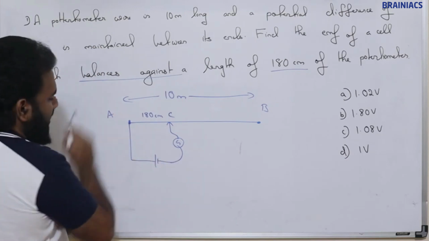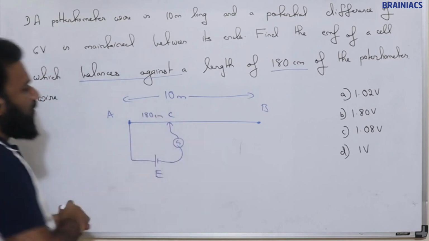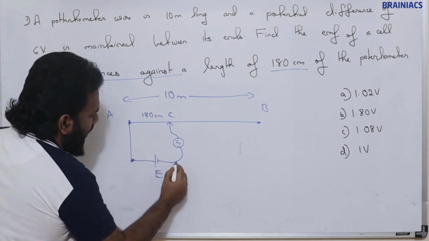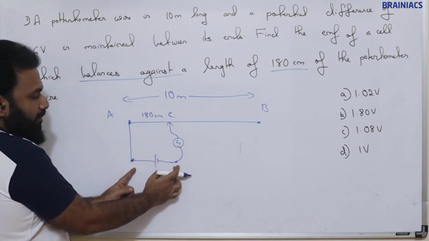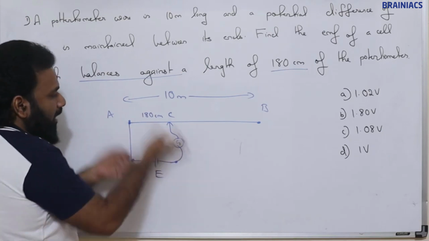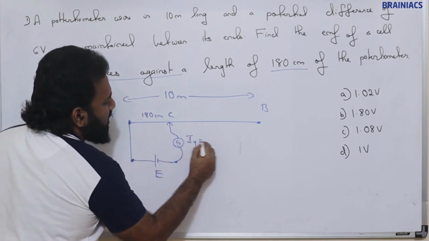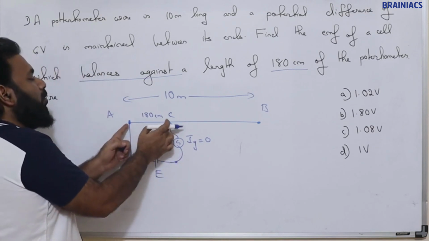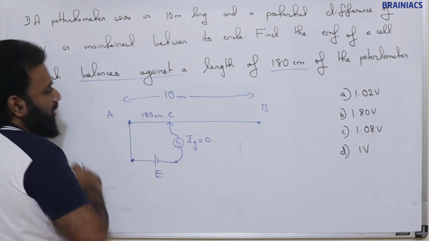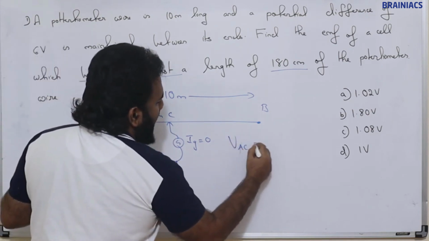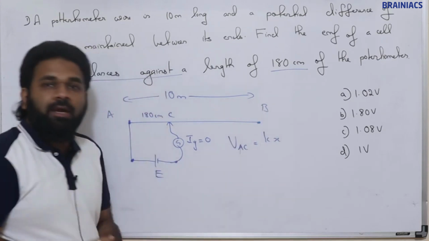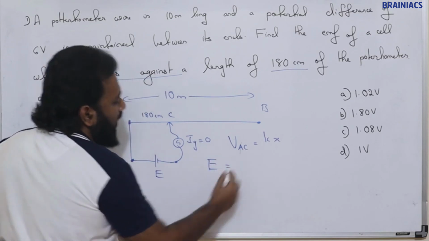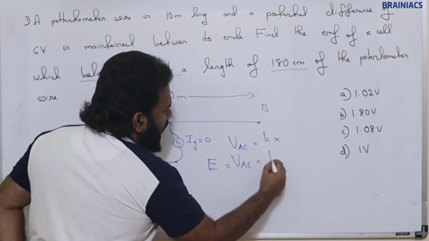So this is how the question is. Find the EMF of the cell. What is the EMF of the cell? Suppose this potential is nothing but the EMF of the cell. No current is flowing, Ig is equal to 0. So this potential, that is this EMF, will be equal to this potential. What is this potential? VAC will be equal to Kx, potential gradient into that length. So finally, EMF is nothing but VAC, which is equal to Kx.